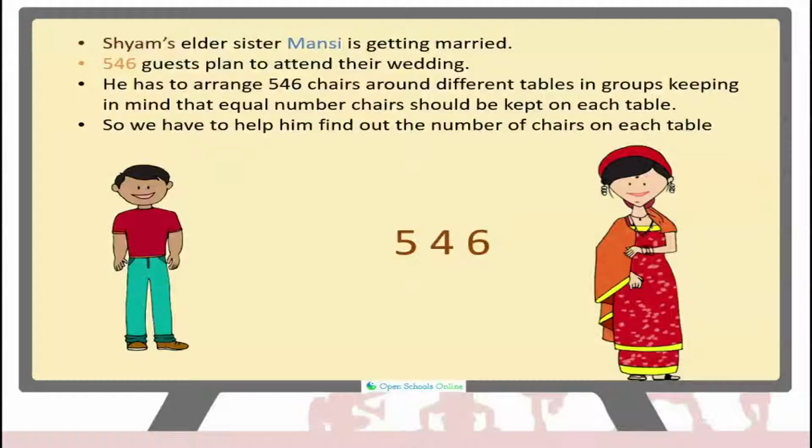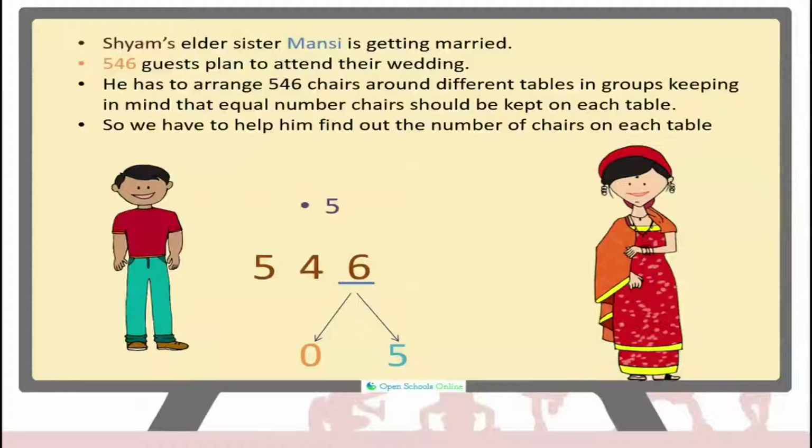In the options, it has been given that we can either place 3, 5, 6 or 9 chairs. Okay, so let's see one by one. Remember, we will have to keep the divisibility rule of the given options in mind. So let's start with 5. The divisibility rule for 5 is a number is divisible by 5 if it has 0 or 5 in its ones place. But here we have 6. So what does it mean? It means that we cannot place 5 chairs around each table. Now let's move on to the next option.